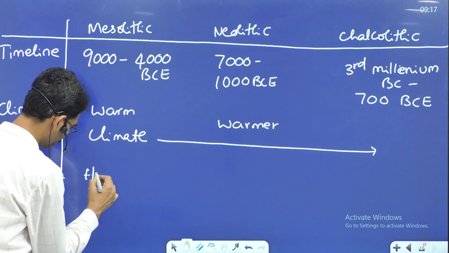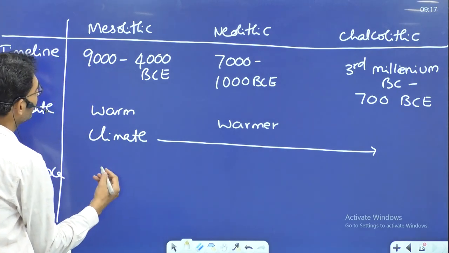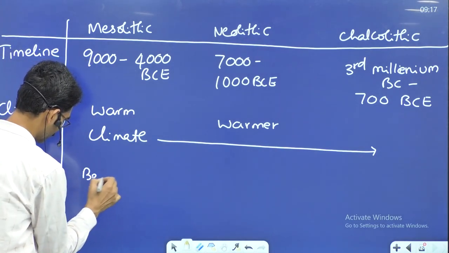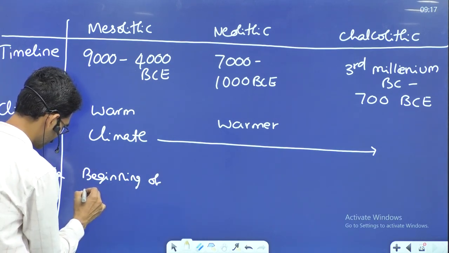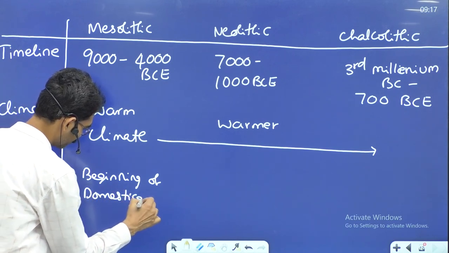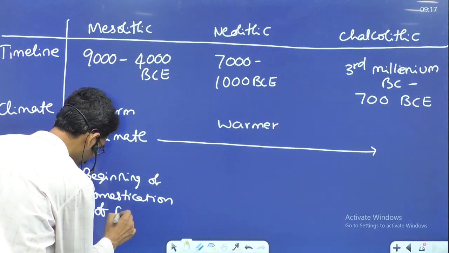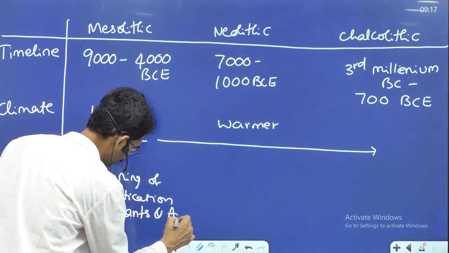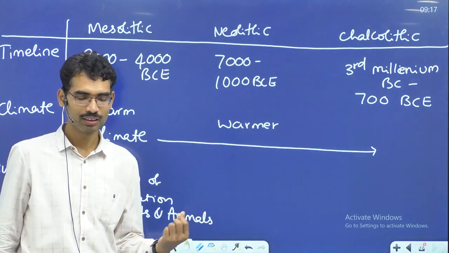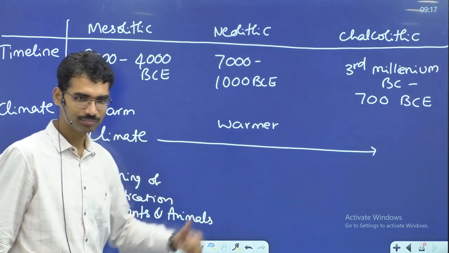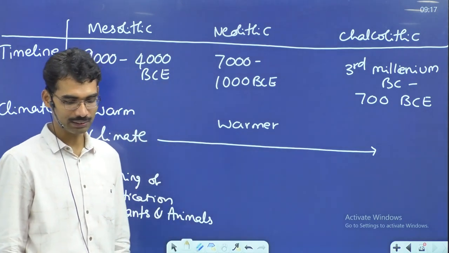Hunting, gathering. Or you write here, beginning of domestication. Domestication of, you write both, plants and animals. Domestication of plants means gradually it led to the evolution of agriculture. Domestication of animals gradually evolved into the kind of animal husbandry.